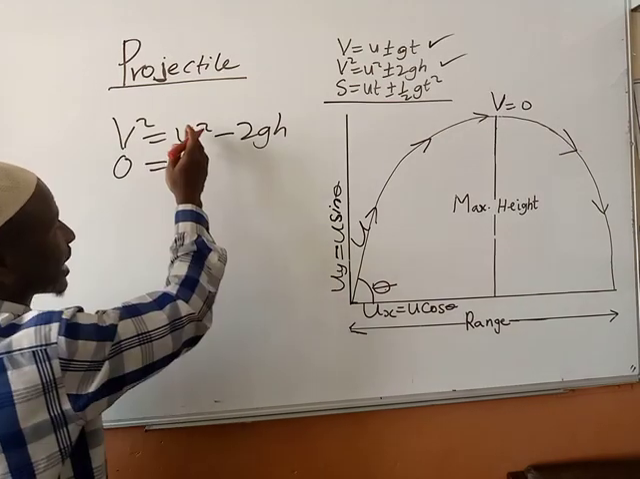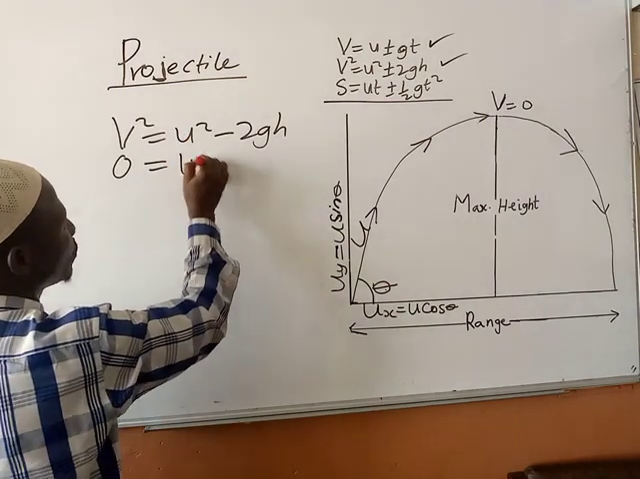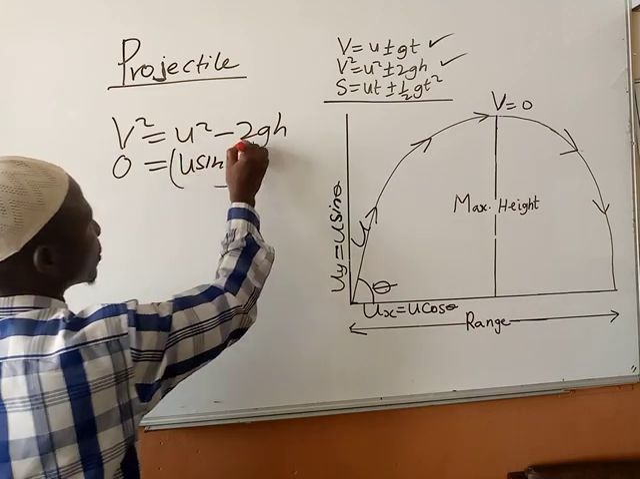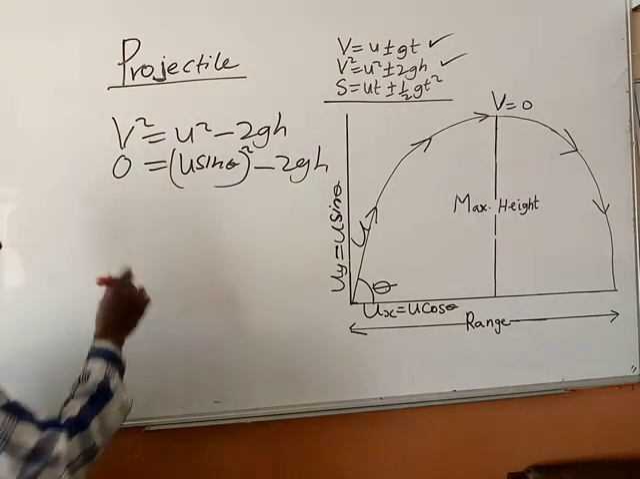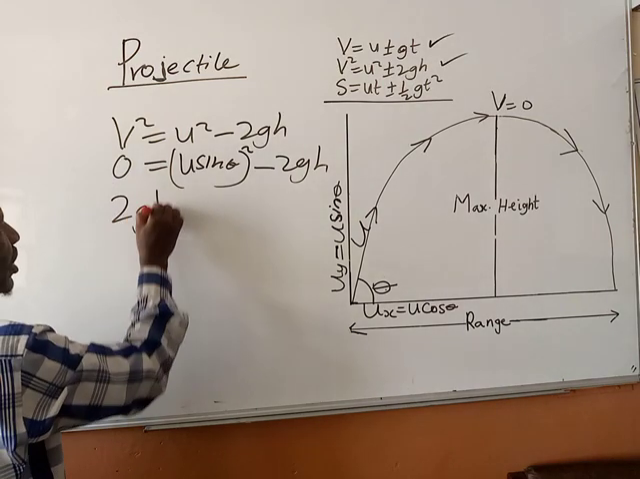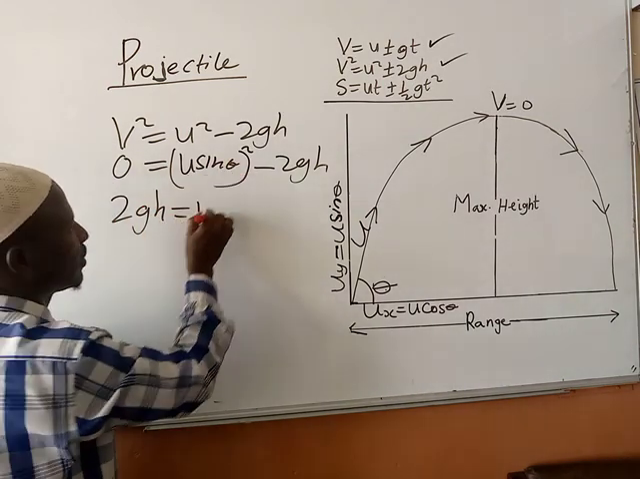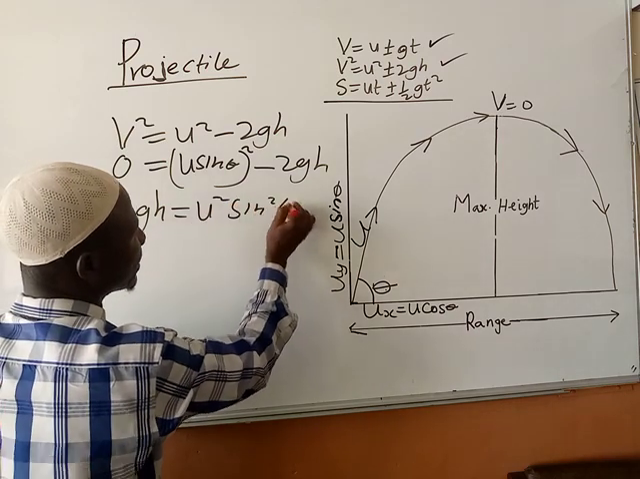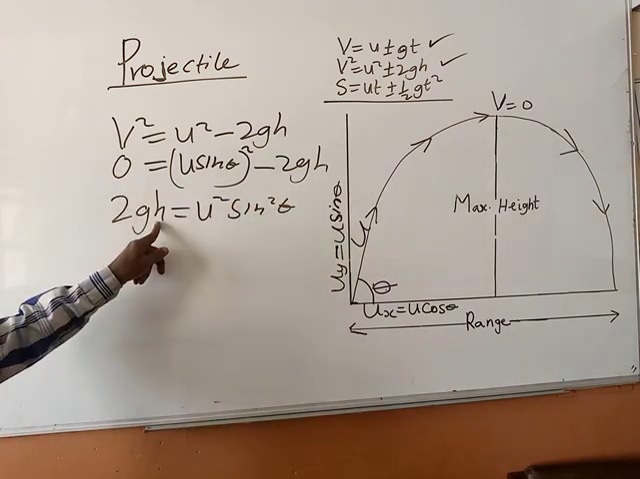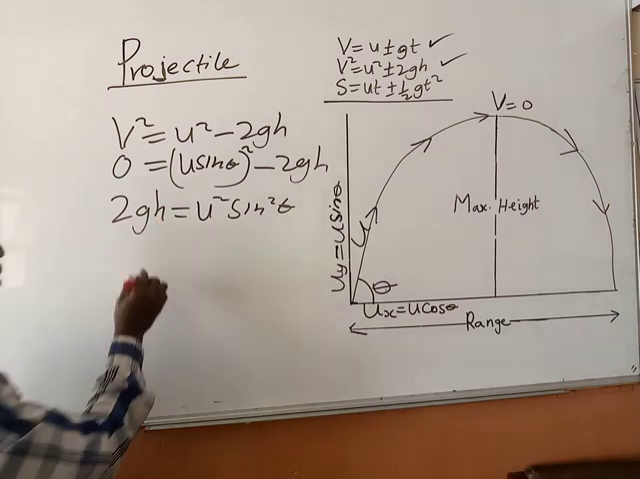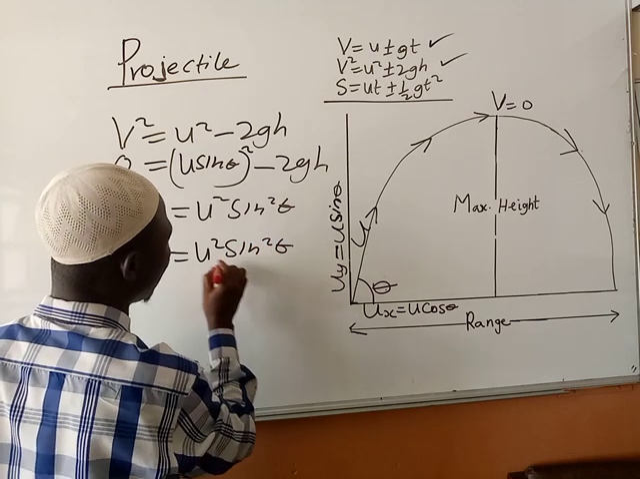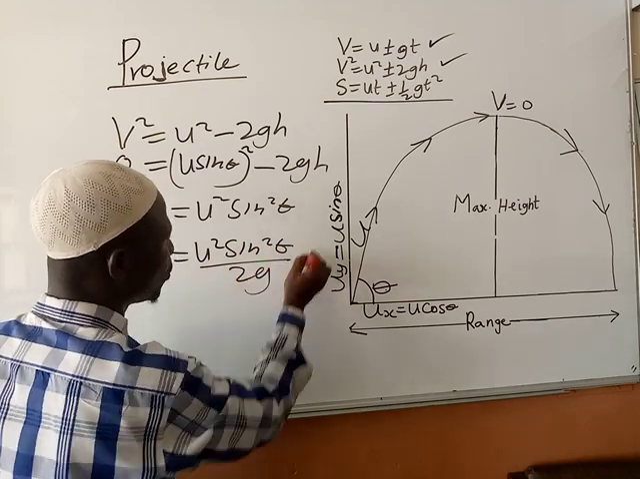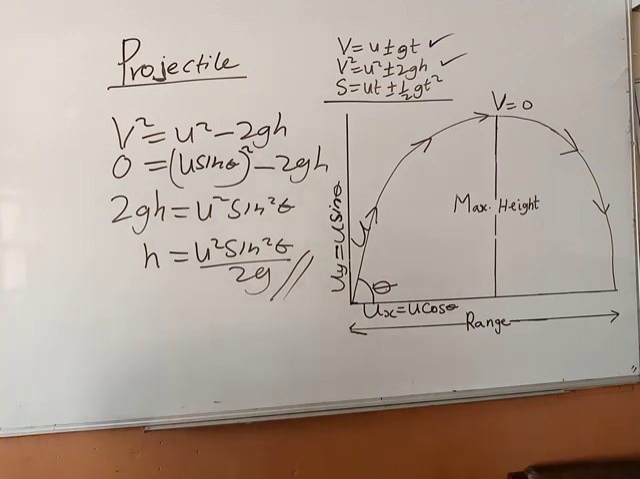Our u for vertical component is u sin theta. So u sin theta in bracket squared, because of this square, minus 2gh. Let's bring this one to this side. So we are going to have 2gh is equal to, open the bracket, u squared sin squared theta. Then just make h the subject of formula. We have h is equal to u squared sin squared theta over 2g. So this is the formula for finding maximum height reached by a projectile.